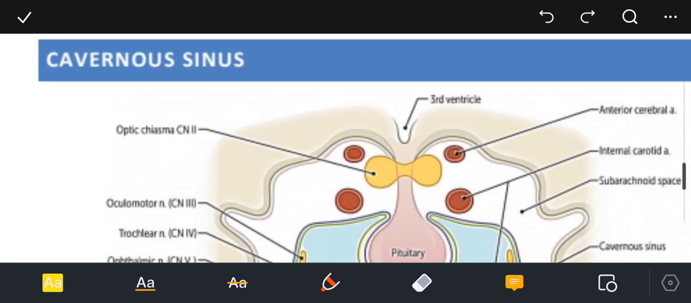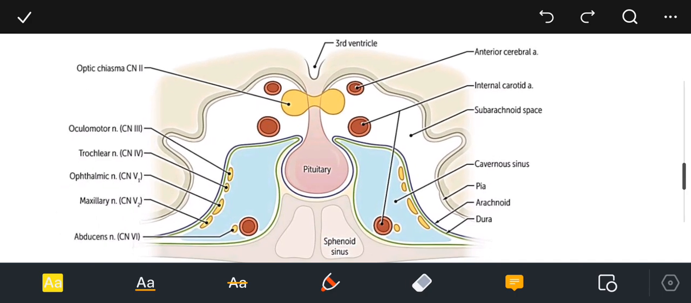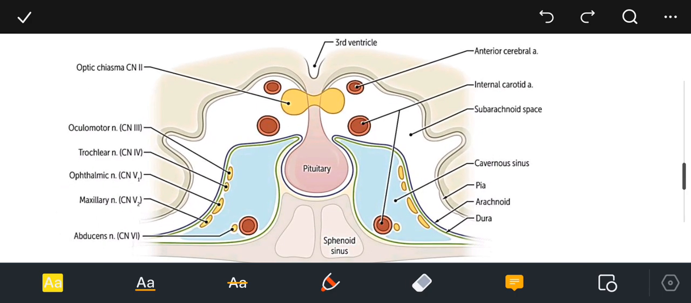The next point is about the cavernous sinus. It is very, very important. So here you can see the cavernous sinus. That cavernous sinus contains a lot of structures. The most important structure is the internal carotid artery. This blue thing is the cavernous sinus, this thing and this thing, that is present on both sides of the pituitary, on both sides of the sella turcica, to be specific.